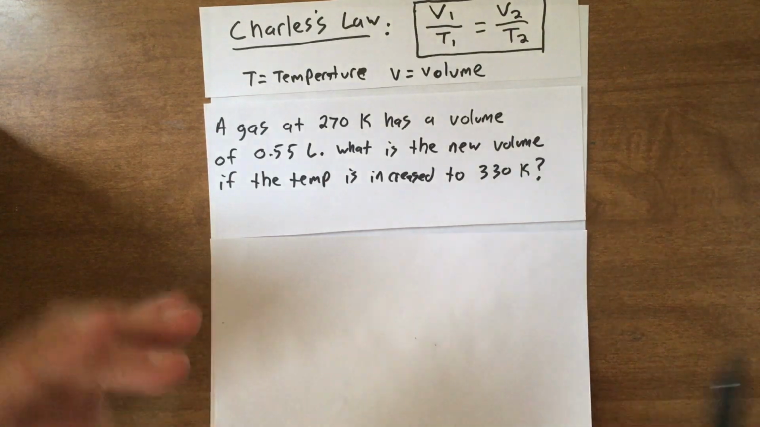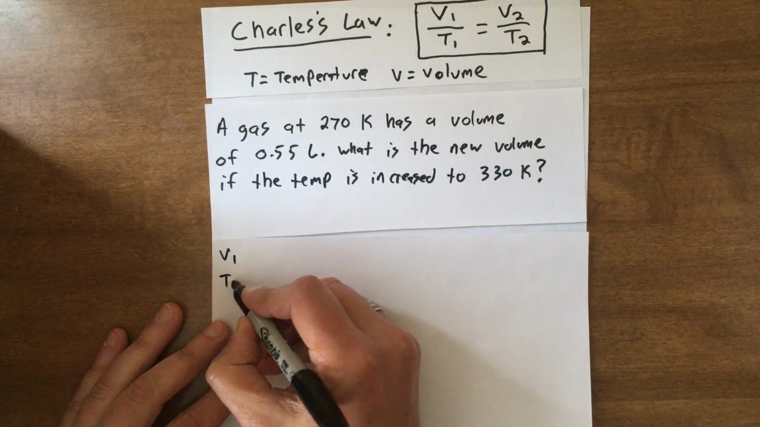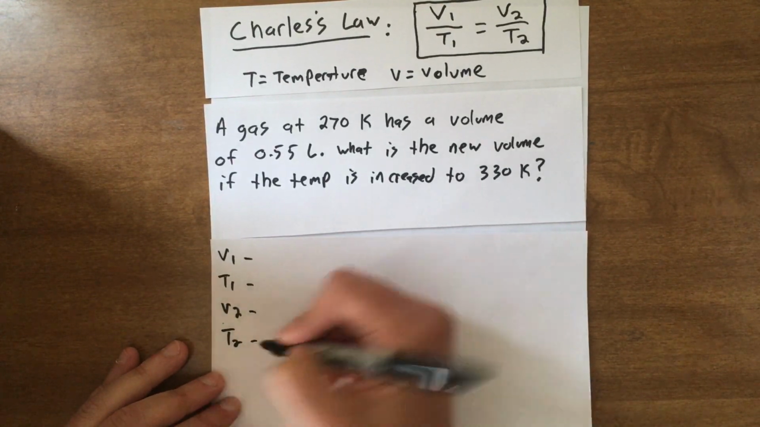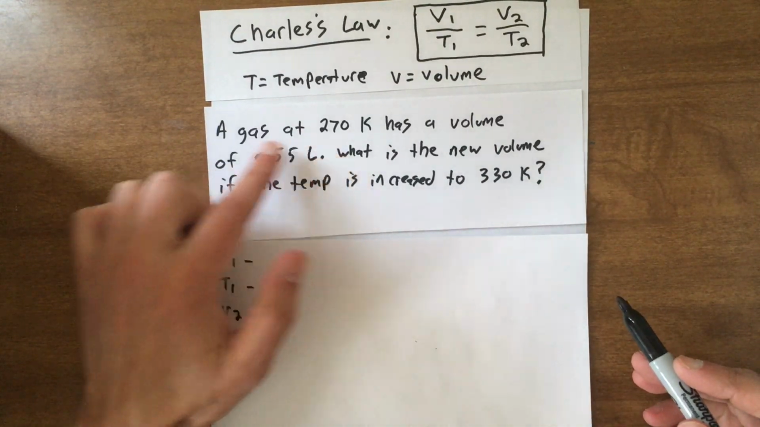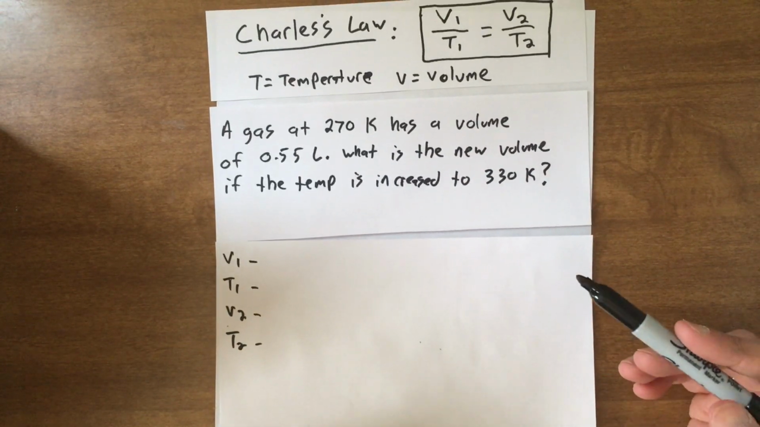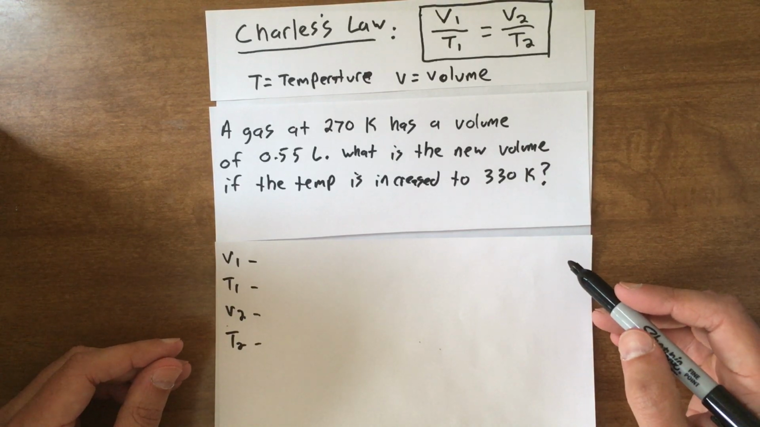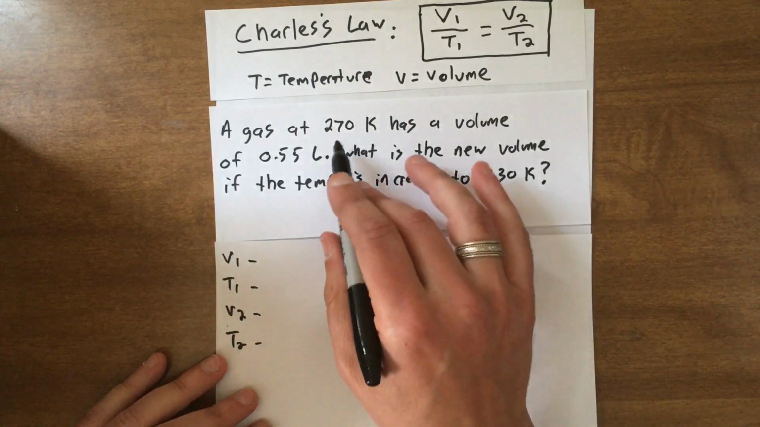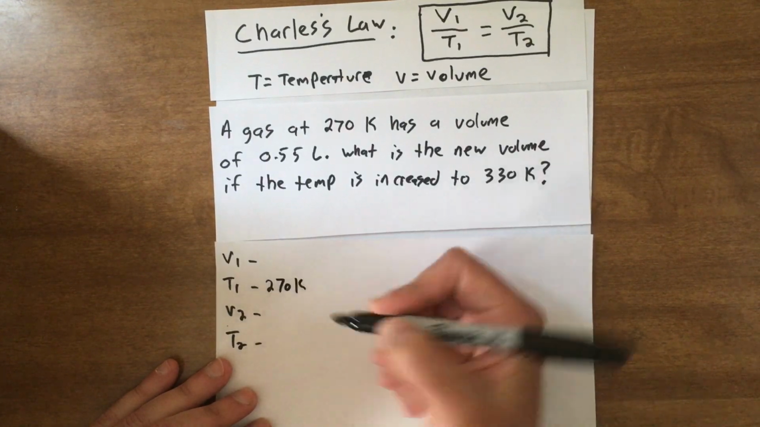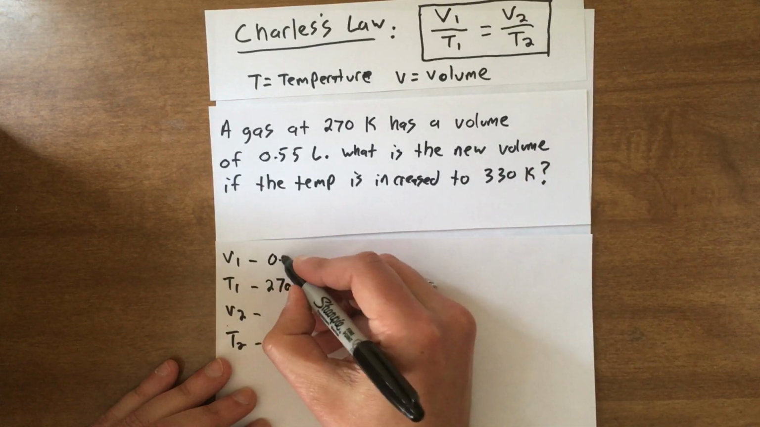I would start these the same way, by writing down the information that you have. So let's do that. V1, T1, V2, T2. Let's go through the problem. A gas at 270 K, and remember K stands for Kelvin, which is the unit of temperature that we're going to be using here, because kelvins don't have negative numbers, so that the calculations work. So we have 270 K. That's our T1. And a volume of 0.55 liters.